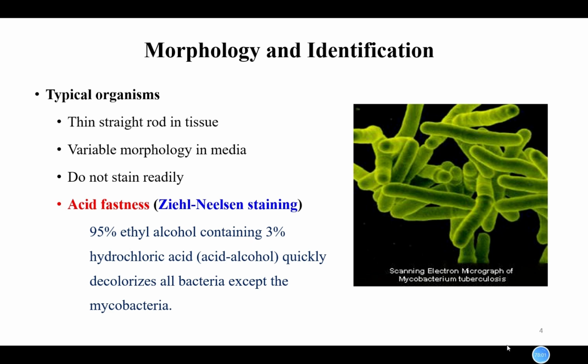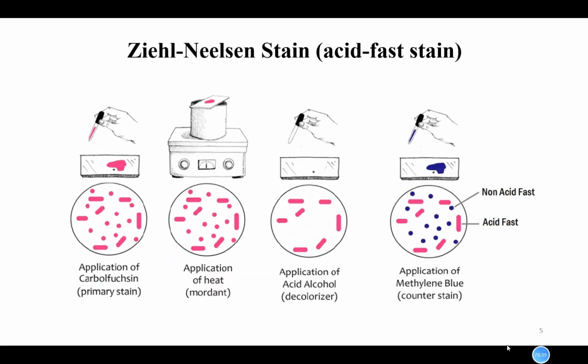And they are not stained readily because the surface of the cell contains a lot of wax and lipid molecules. That lipid molecule is extremely hydrophobic. And the dyes we use for gram stain and other stains are hydrophilic, which is water soluble, so the dye cannot easily get into the cell. To stain Mycobacterium tuberculosis, we use acid-fast staining.